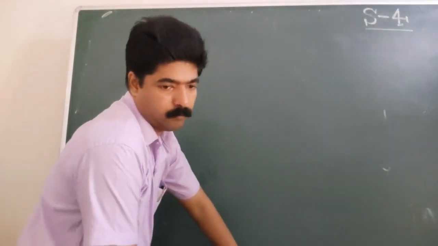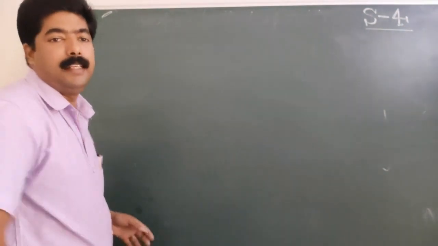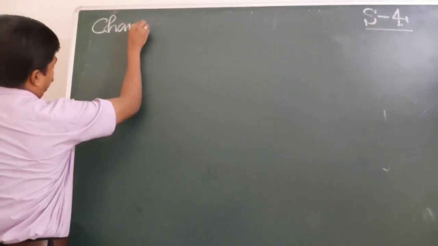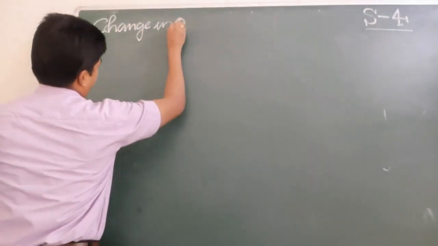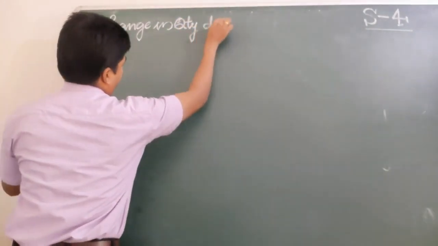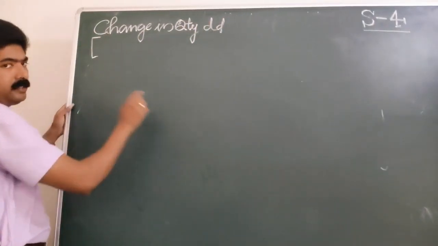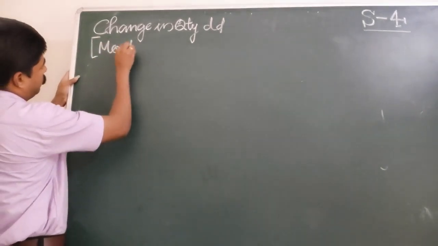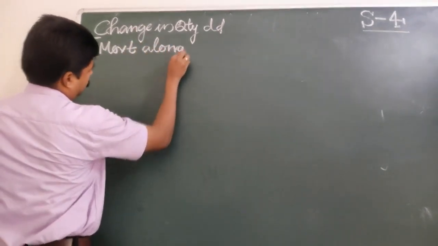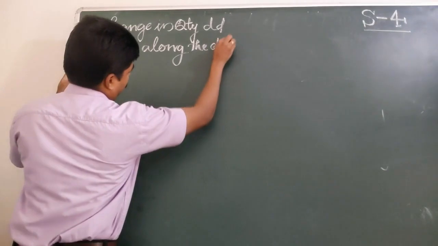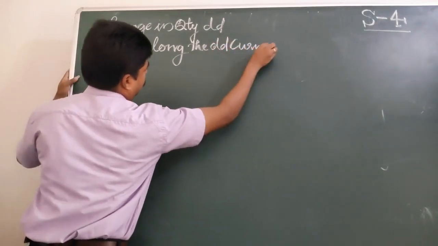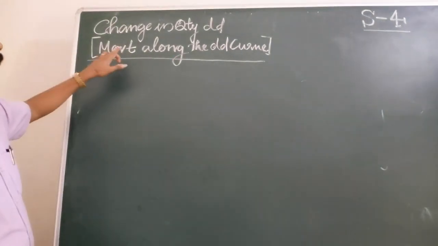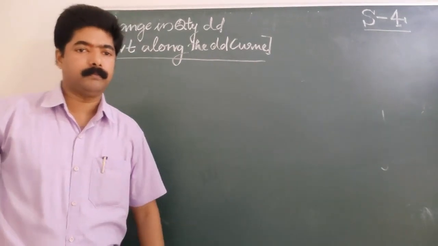Now we will see change in quantity demanded. You can write the next heading: change in quantity demanded, in bracket you can write movement along the demand curve. Change in quantity demanded, movement along the demand curve.